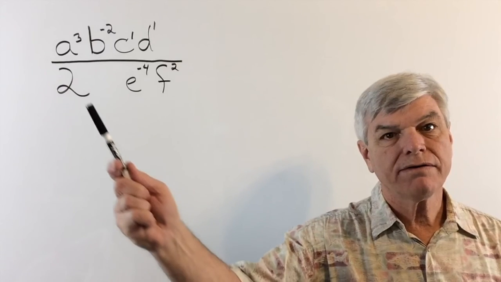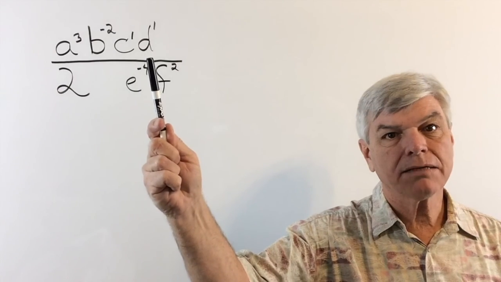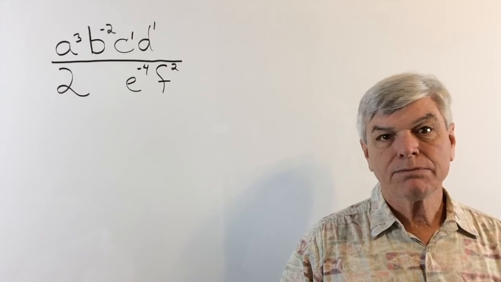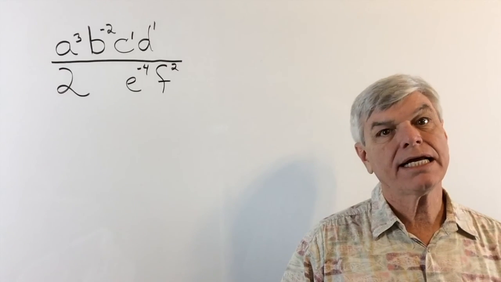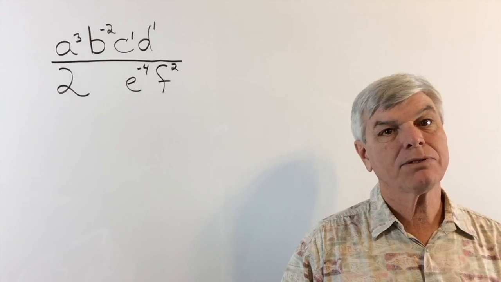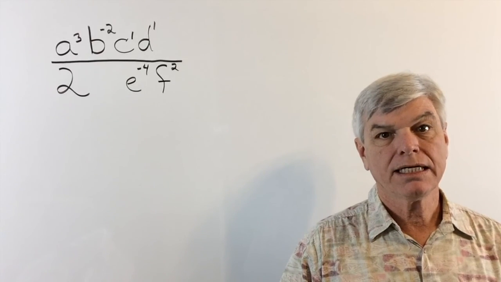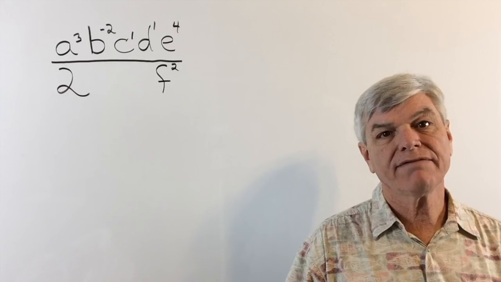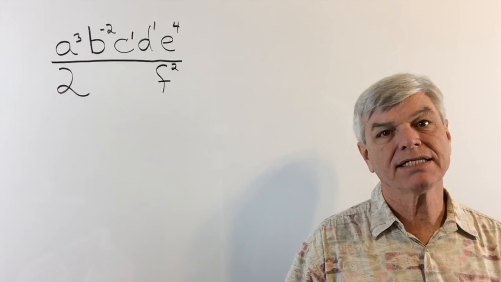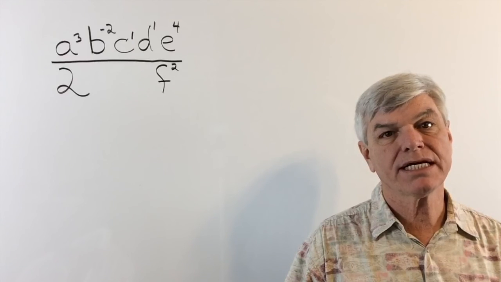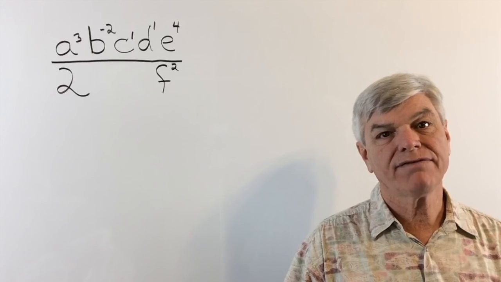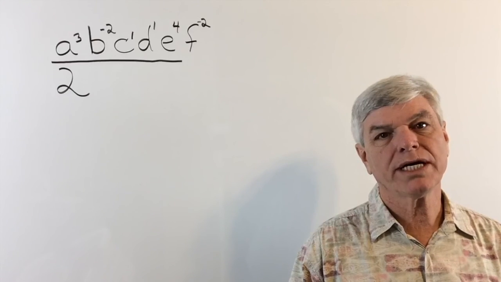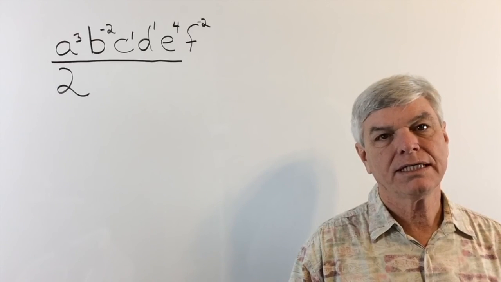So we move it from downstairs to upstairs, and what happens to the negative exponent? The exponent is the same, except that it moves from a negative exponent to a positive exponent. Now let's take our e. E to the negative 4 becomes e to the positive 4 as you move it upstairs. Now let's move our f. Our f goes from being f squared to f to the negative 2.